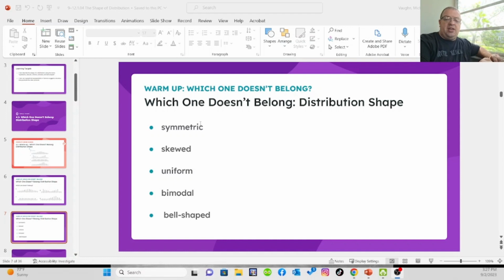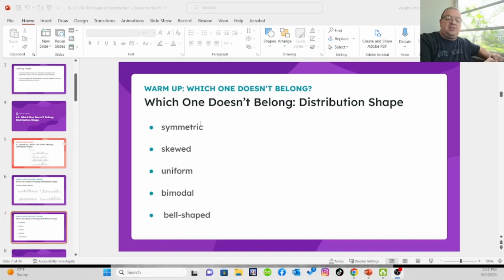Uniform means my data looks almost the same going all the way across. So kind of like a table or a shelf. It's kind of flat going across. The term bimodal, if you think about a bicycle or bi-weekly, bi means 2. Mode is a statistics term that means the majority of our answers or the peak of our distribution. So if we say bimodal, we're saying there are 2 peaks.